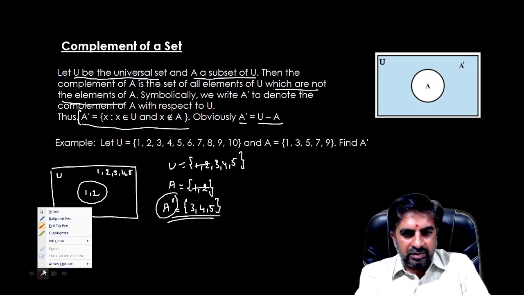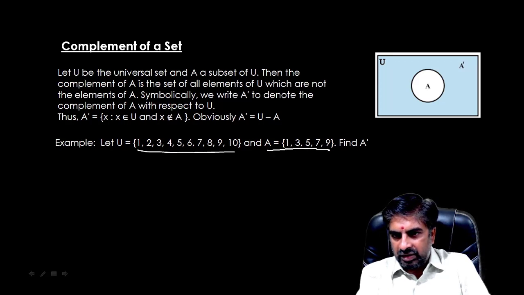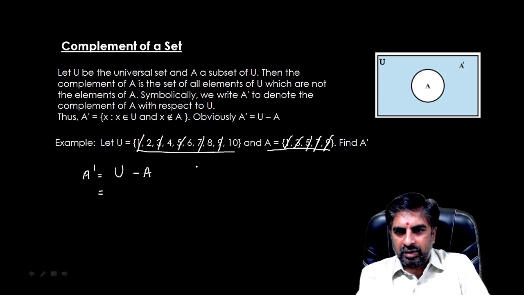Let us solve some examples so that you will be able to understand properly. Now suppose you have a universal set U and a set A that is a subset of U. Find A dash. Directly, A dash equals U minus A. If you subtract U minus A, the remaining elements are your A dash, or the complement of A: 2, 4, 6, 8, 10. Very simple.